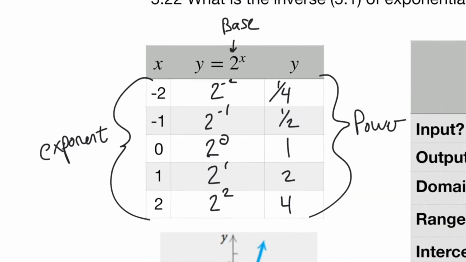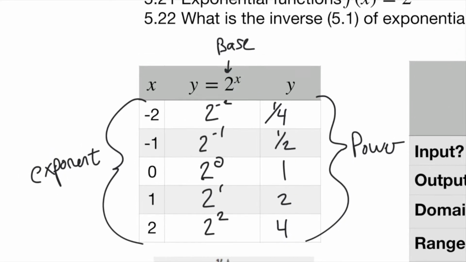Well, these inputs would be exponents. You can see they're written here in the exponents. The 2 itself would be the base. And then these are what we call powers. Like 2 squared is 4, and that's a power of 2. 1/2 is technically a power of 2, even though it's smaller. It's a power of 2 because 2 to the negative 1 is 1/2. So, exponent, base, power.